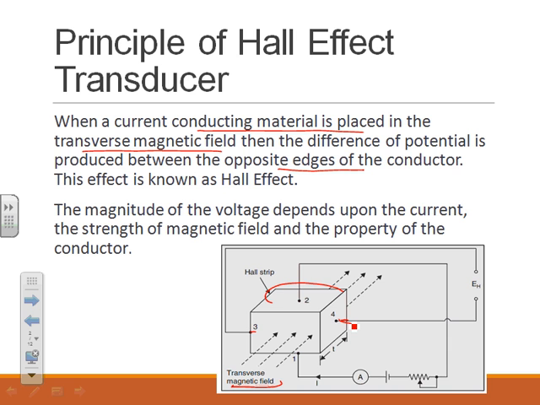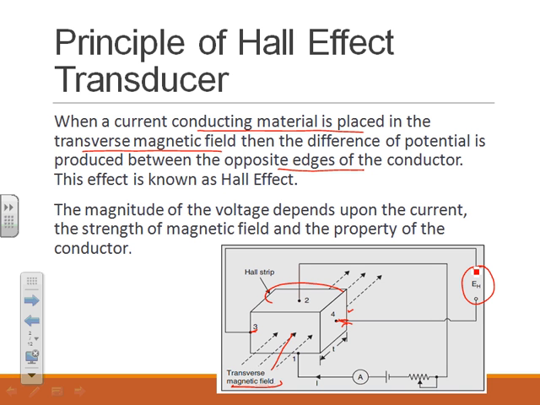As seen in the figure, this is a current carrying conductor placed in a transverse magnetic field. Then a difference of potential, labeled EH, is produced between the opposite edges of this conductor. This effect is called the Hall effect. The magnitude of the voltage depends upon the current, the strength of the magnetic field, and the property of the conductor.